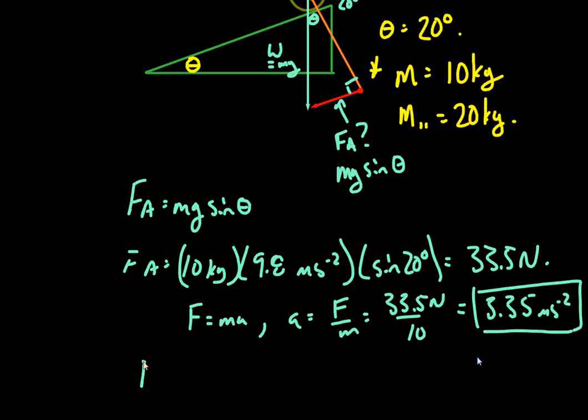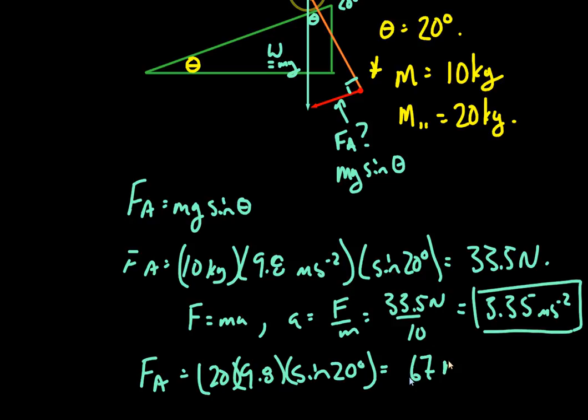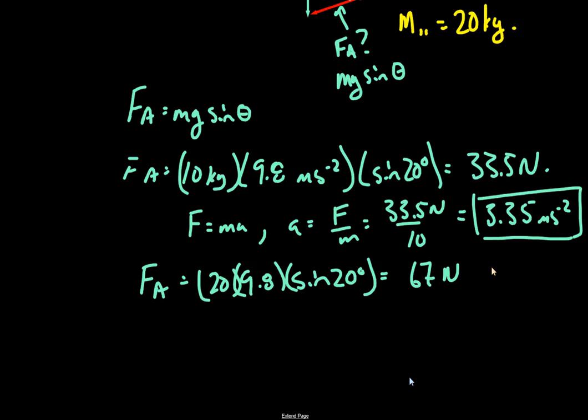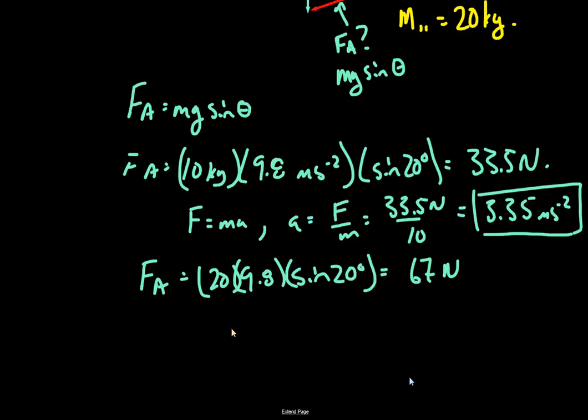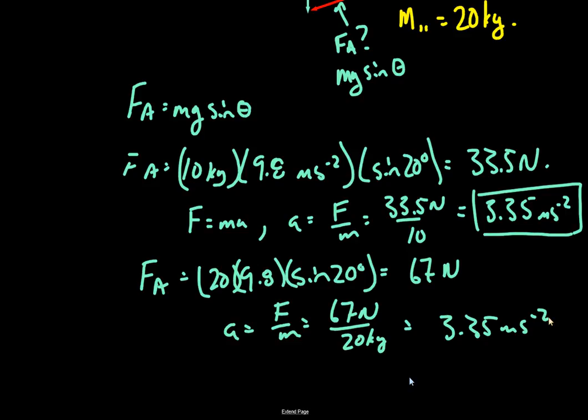Now let's do the exact same thing with our heavier ball. 20, 9.8, sine 20. So we get 67 newtons, which is exactly, I believe, double that. So if we do A equals F over m, we have 67 newtons divided by 20 kilograms, and what? We get the exact same acceleration.